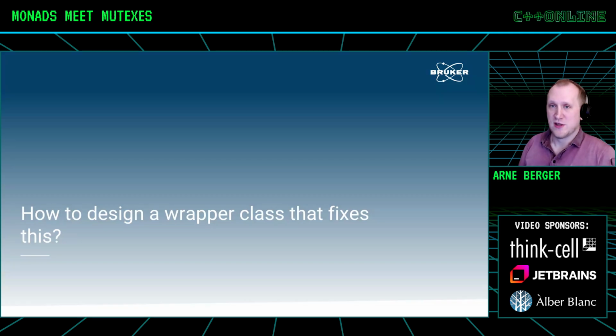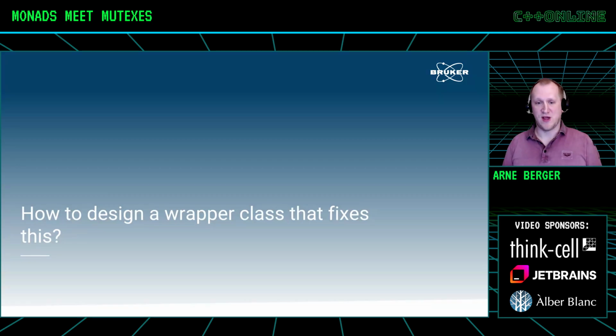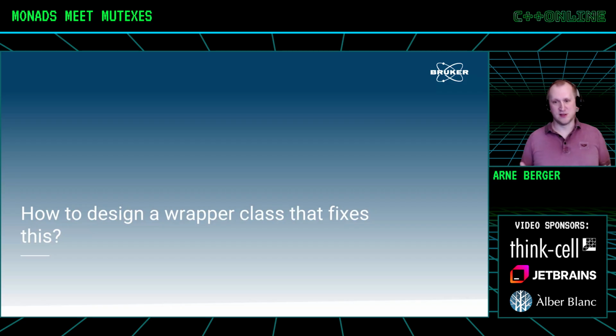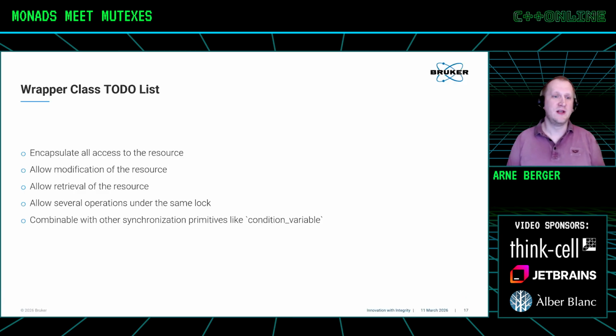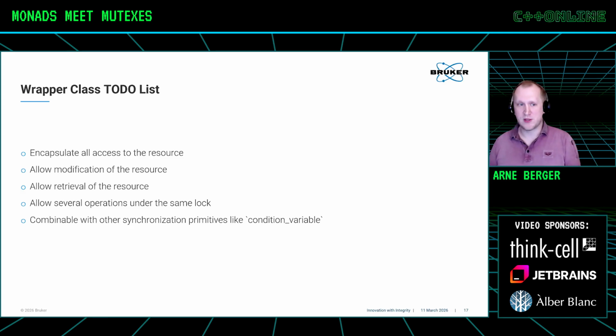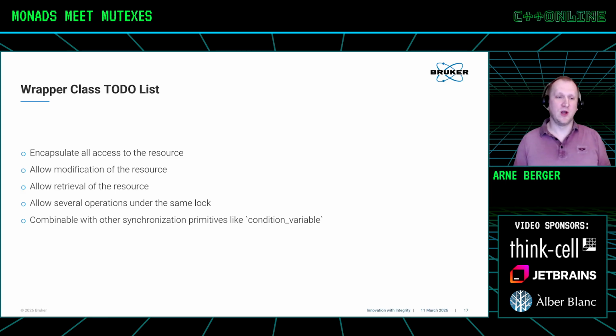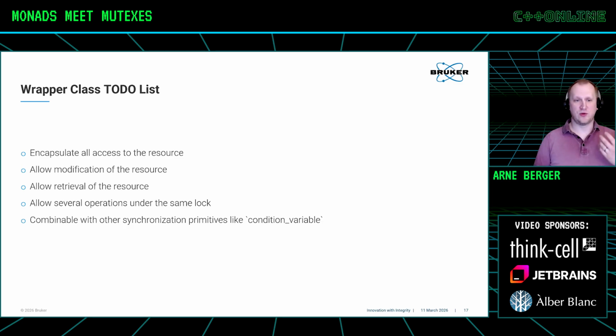Let's move on to the design of the class. How would we design a wrapper class that fixes this one problem about encapsulation? Let's write a short to-do list for that. So what do we want? We want to encapsulate all access to the resource, to the value we are encapsulating. So the mutex should be locked every time we access it. But we want to allow modification from the outside. And we want to allow a retrieval of the resource to work with it.